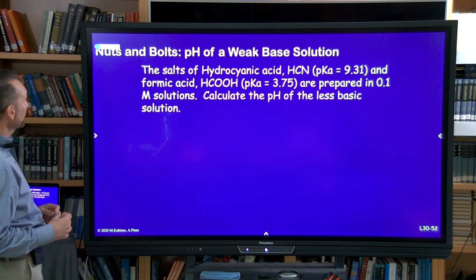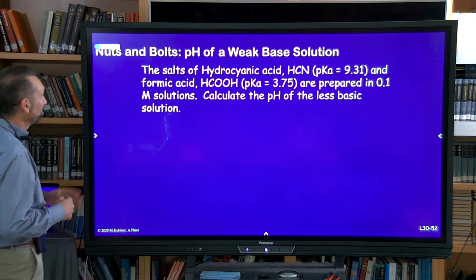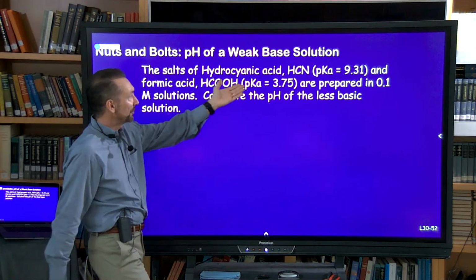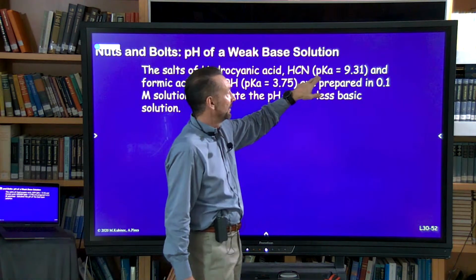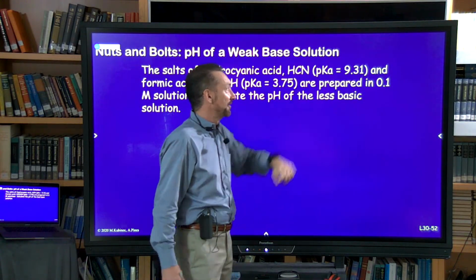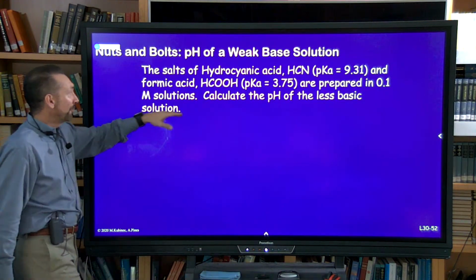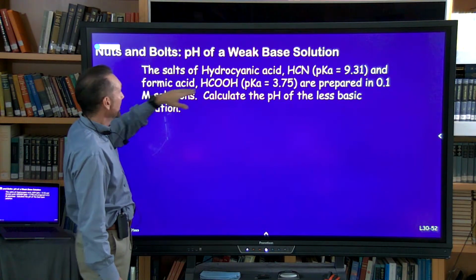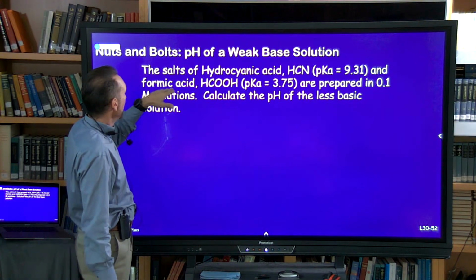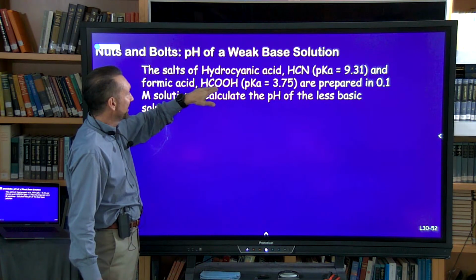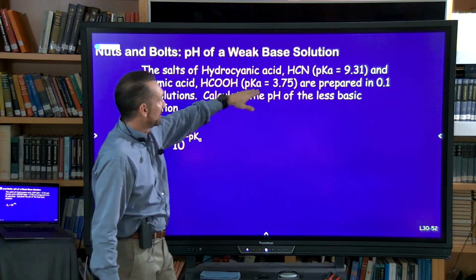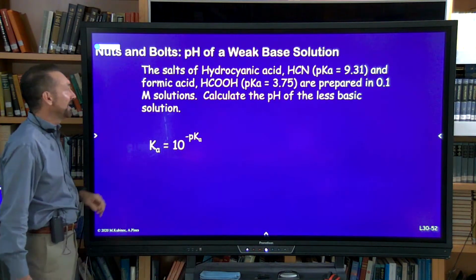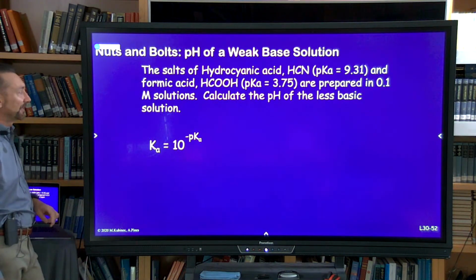Let's do a calculation. Sometimes it's helpful to you if I do a calculation and work it out. So the salt of hydrocyanic acid, HCN, and HCN has a pK of 9-ish, and formic acid, so I'm talking about the salts, not the actual acids themselves. Formic acid, HCOOH, has that pK. They are prepared in 0.1 molar solutions. Calculate the pH of the less basic solution.